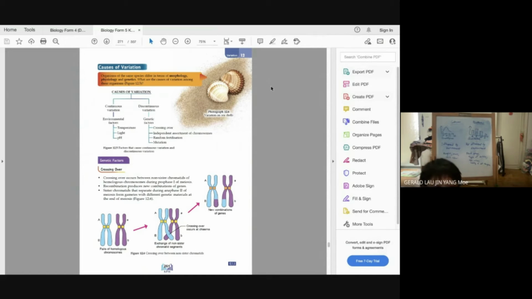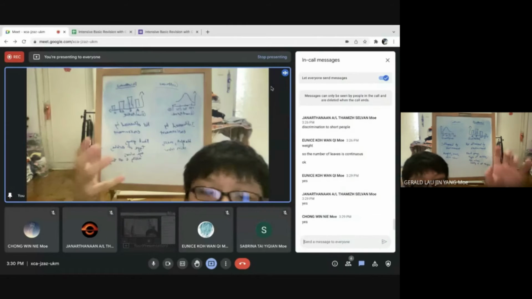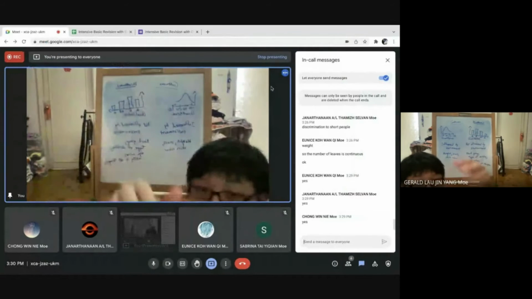Okay, mutation. So the first one you see, crossing over. Crossing over occurs between non-sister chromatids. The diagram is actually very good, so I don't have to redraw again. So non-sister chromatids during prophase 1 of meiosis. I hope you remember your cell division. Because of crossing over, exchange of genetic information, maksudnya your offspring akan berbeza gene already lah. You don't look the same as your father and your mother, right? Because you have exchanged genetic material already during prophase 1 lah.